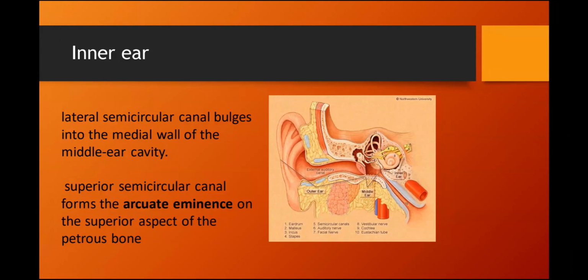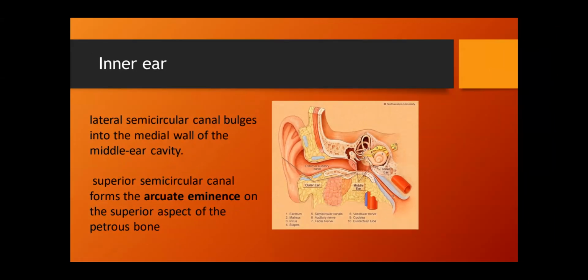The lateral semicircular canal bulges, as we said when we were talking about the middle ear, into the medial wall of the middle ear. While the superior semicircular canal prominences superiorly into the bone, forming the arcuate eminence in the petrous bone.